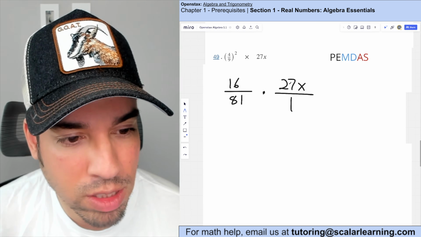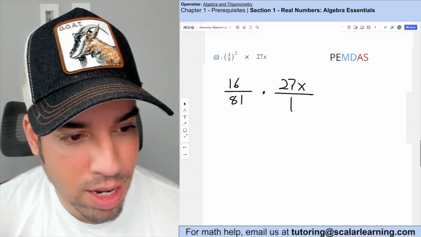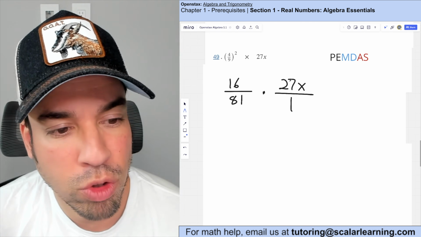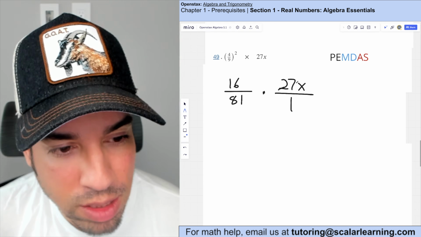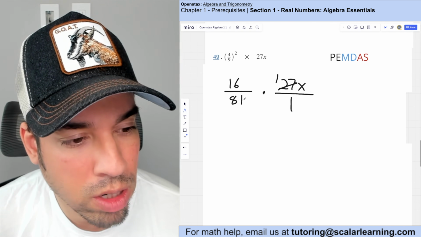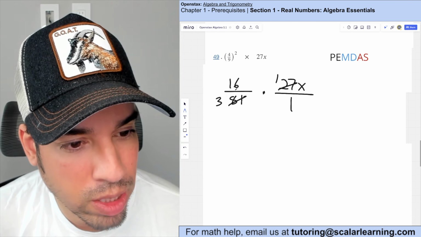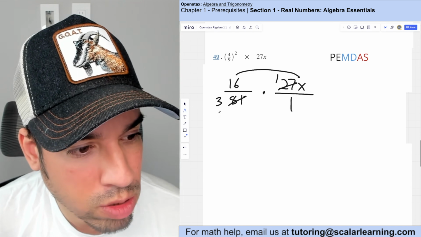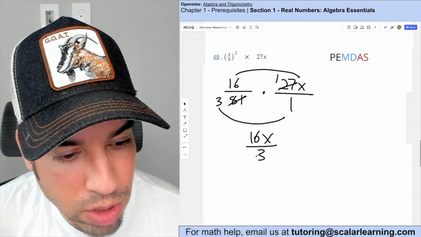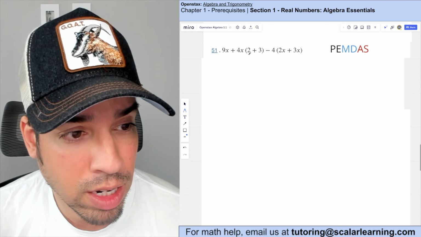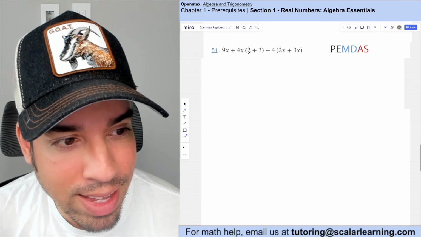Instead, I'm going to cross simplify across the numerator and denominator of these fractions because both 27 and 81 can be divided by 27. 27 divided by 27 is 1. 81 divided by 27 is 3. Then I'm going to multiply across, and we're left with 16x over 3. Done.